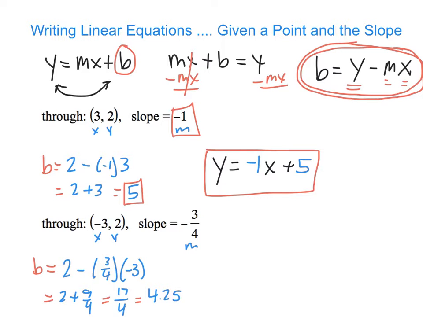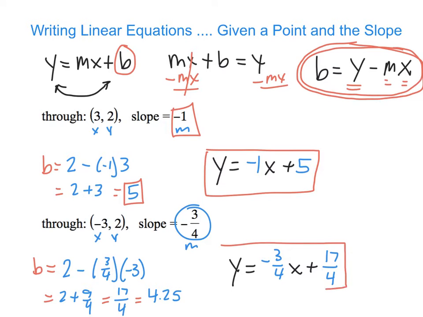Okay, so I'm ready to write the equation. We're going to write y equals mx plus b. So we write y equals, m is already written down, and that is -3/4. And b we just figured out is 17/4, so I'm going to put y equals -3/4 x plus 17/4. I'm just going to leave it as a fraction. Again, I could also write 4.25, but I don't have to. So there is my equation.